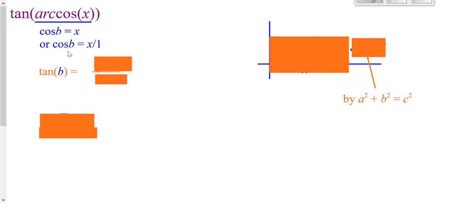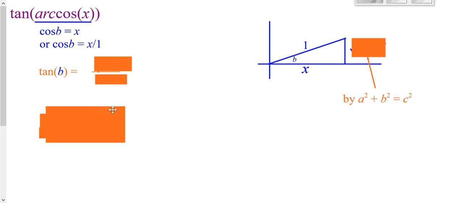So I'm going to draw myself a triangle. And let's see, it's adjacent over hypotenuse. So I draw myself a triangle. Adjacent would be x, my hypotenuse would be 1. Then I can do x squared plus question mark squared equals 1 squared and solve it for my missing side. When I do that, I get the square root of 1 minus x squared.